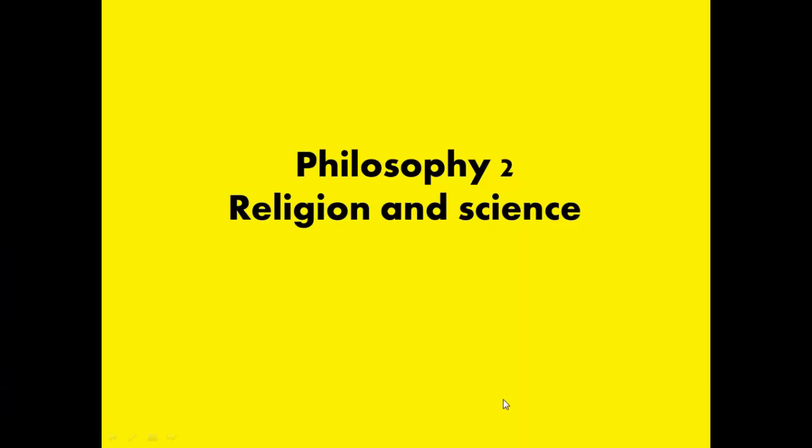Okay, we're now doing the final video in the Philosophy 2 unit. It covers religion and science, and it's for the OCR GCSE RS exam board. First thing we've got to look at is the scientific theories about the origins of the world and the scientific theories about the origins of humanity.